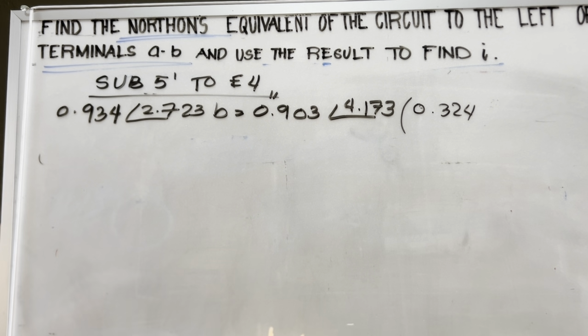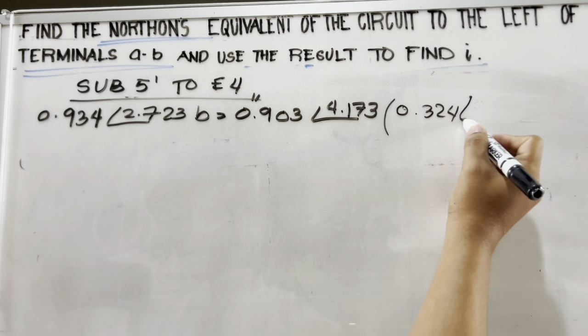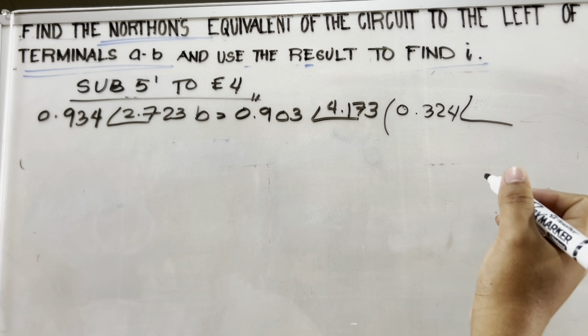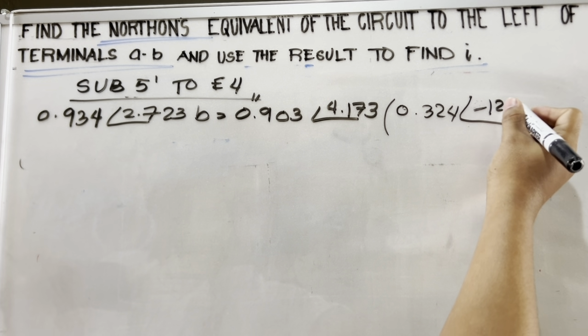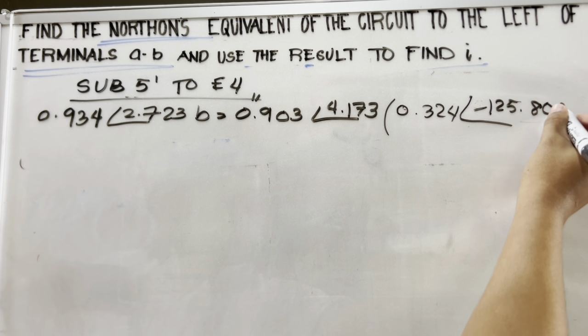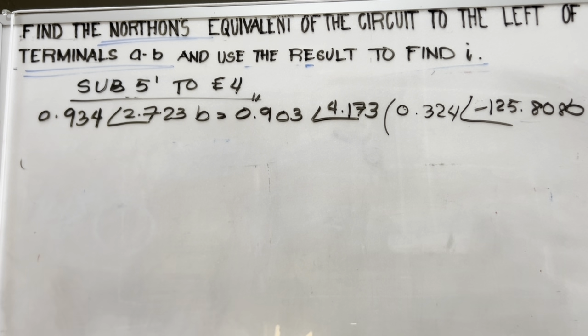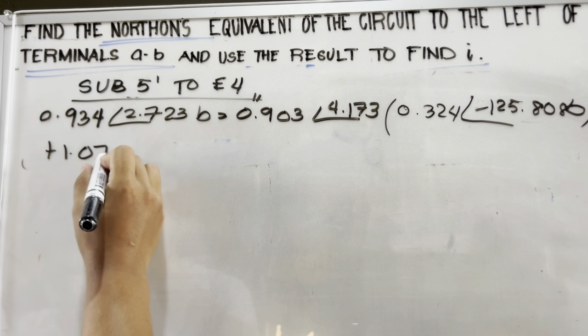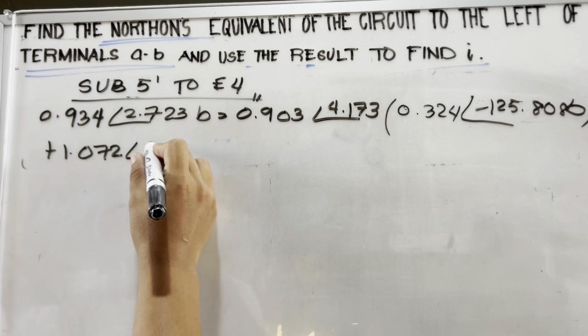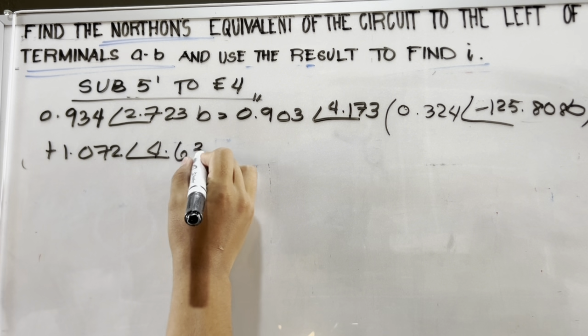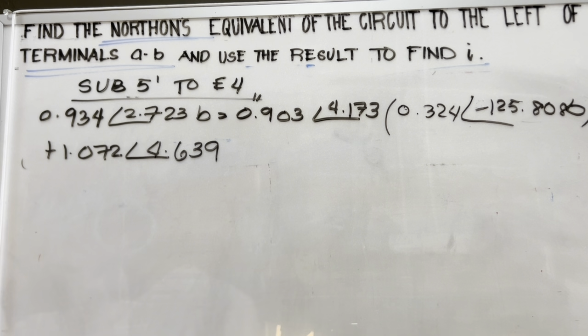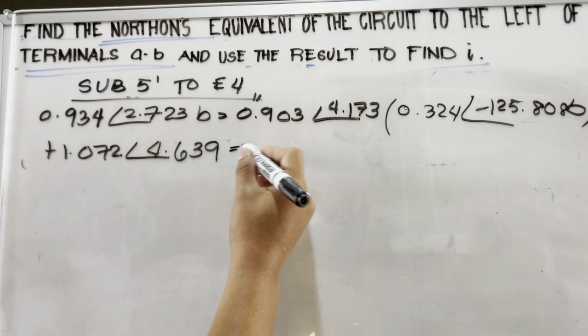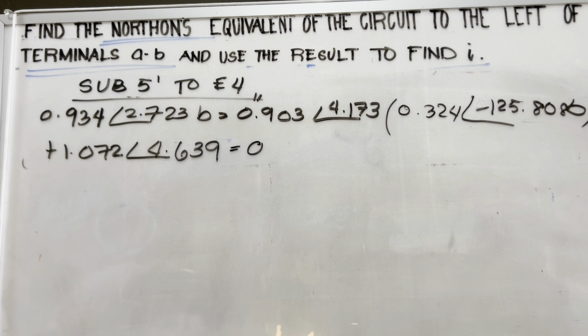0.324 angle of negative 125.808 times B, plus 1.072 angle of 4.639 is equivalent to 0. We will now get the answer.